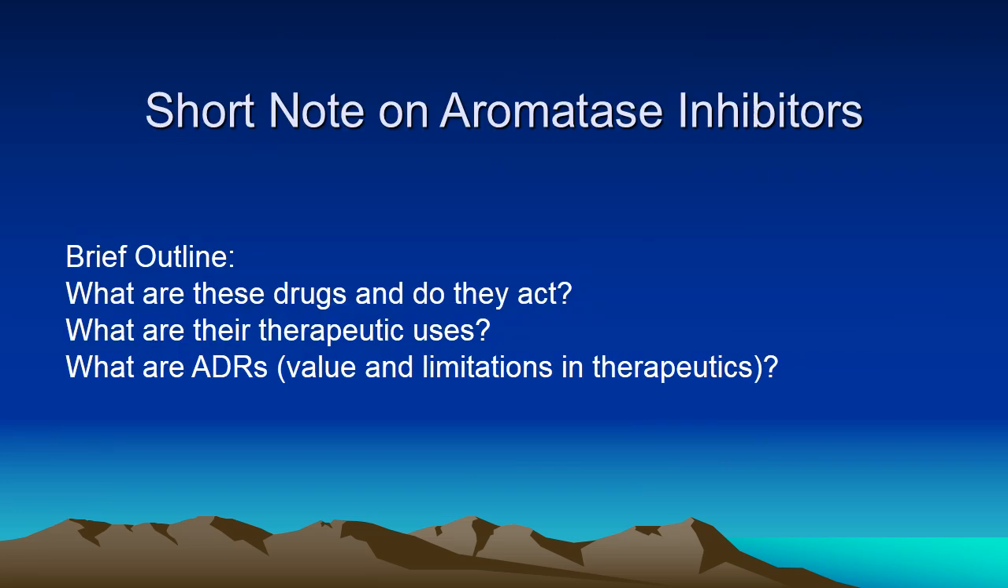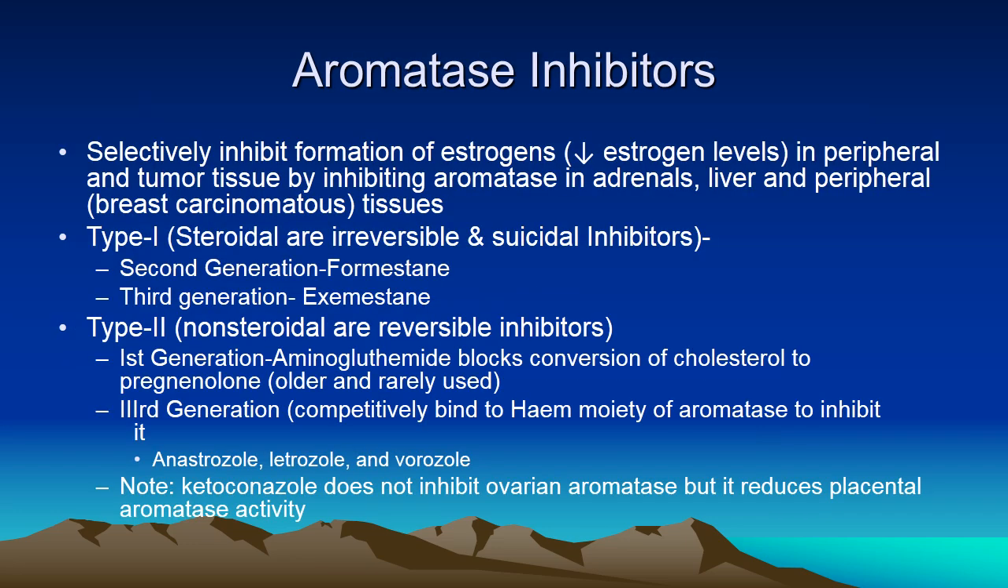A short note on aromatase inhibitors. We will outline our short note. What is it? How does it act? What are the potential uses? What are the pharmacological characteristics, values, limitations, and ADRs? Now, aromatase inhibitors are increasingly becoming important drugs, and they have selective inhibition of formation of estrogen, decreasing estrogen levels by acting on peripheral tissues and tumor tissues, where they inhibit aromatase.